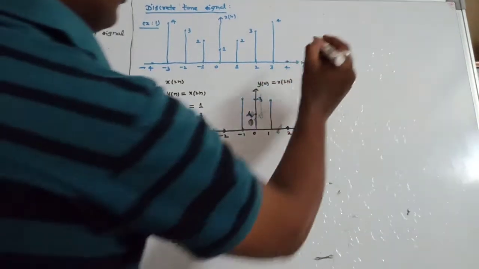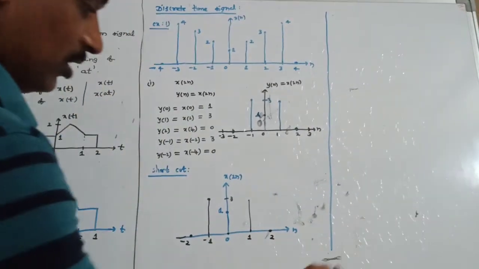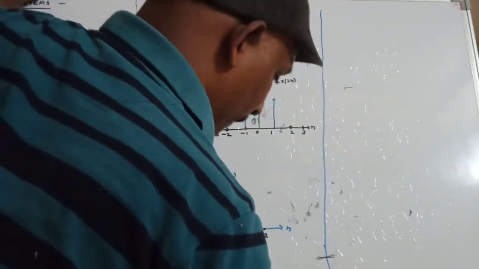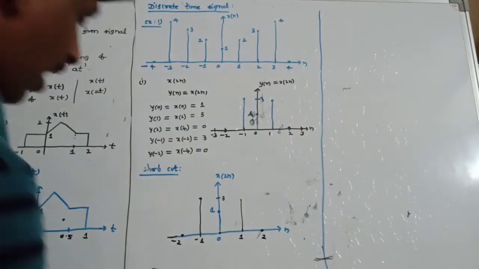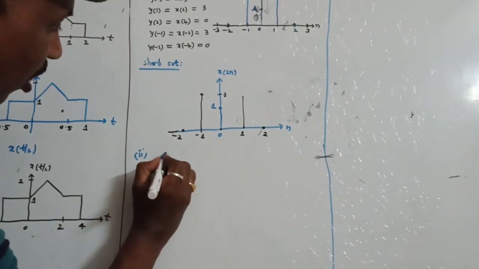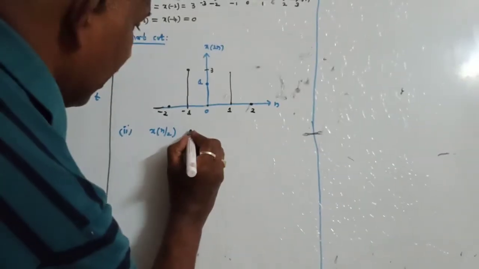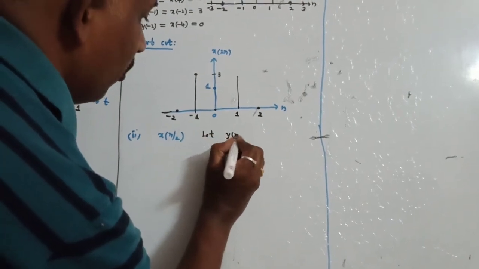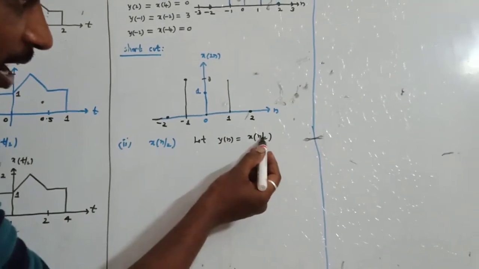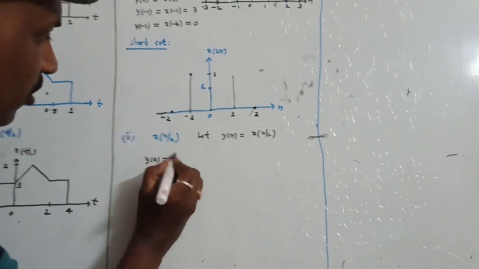So similarly, let us find x of n by 2 and let us close this article. Let us draw example 2. It is asked to draw x of n by 2. So let us assume that y of n is equal to x of n by 2. Substitute n values here and let us find out what the y of n values are. For example, y of 0, substitute n is equal to 0, this is x of 0.